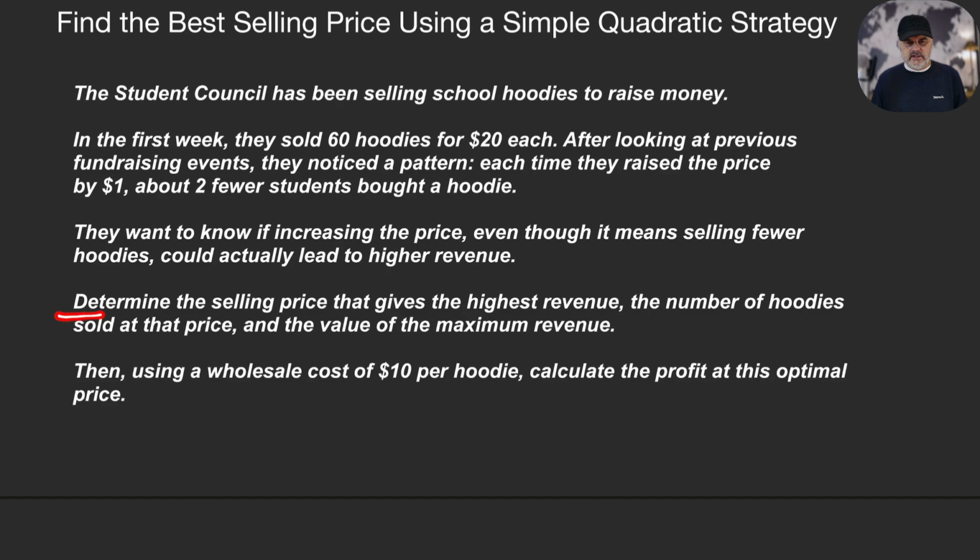So the question here is: determine the selling price that gives the highest revenue, by tweaking the price and the number of hoodies sold at that price. So we will optimize using quadratics the best revenue when we change the price. We're actually going to increase the price. We will sell less, but still we'll make more money in the end. And then we're going to use the concept of wholesale pricing to get the maximum profit.